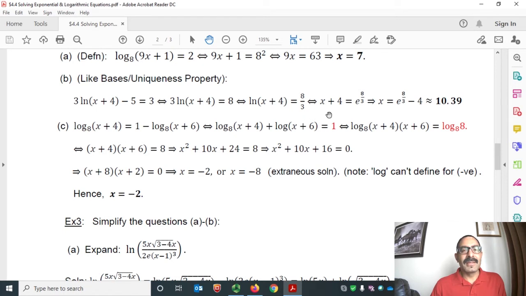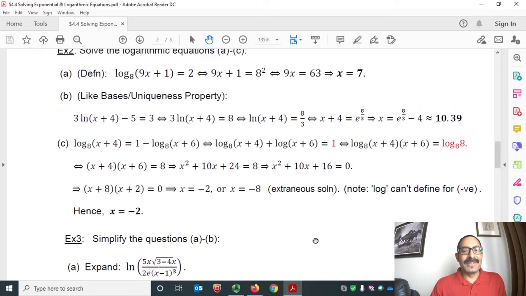And next, let's write the equivalent form of this log function in terms of exponential. So then x plus 4 equals, here the base of the ln is e, so e raised to the power 8/3. I hope this makes sense to you all. And now solve for x, so subtract 4 from both sides. So x equals e to the power 8/3 minus 4. Using a calculator, it turns out that x is approximately 10.39. I hope it makes sense to you all.